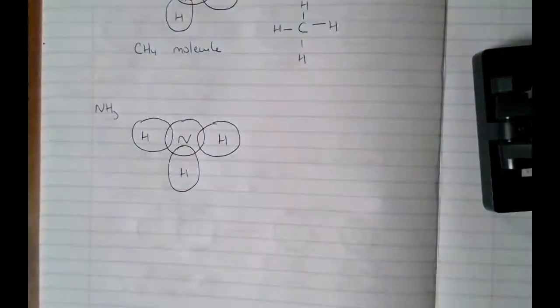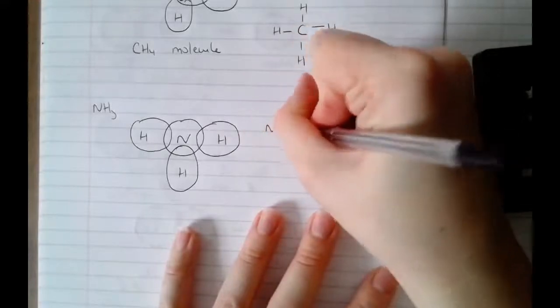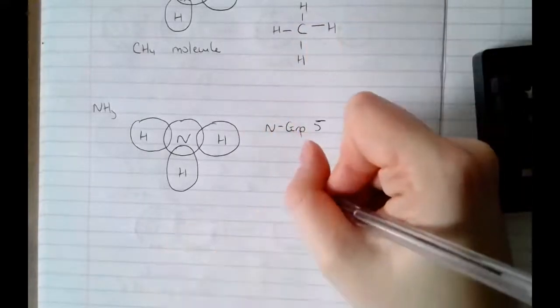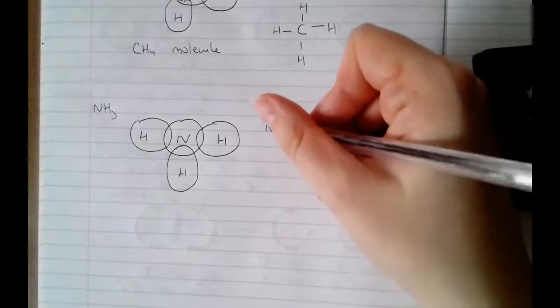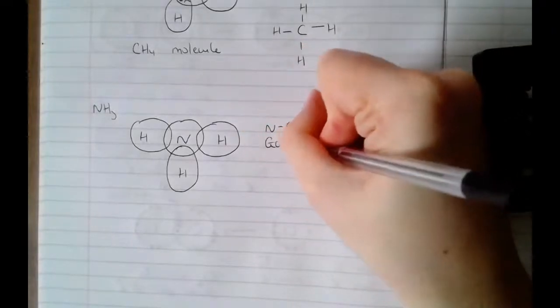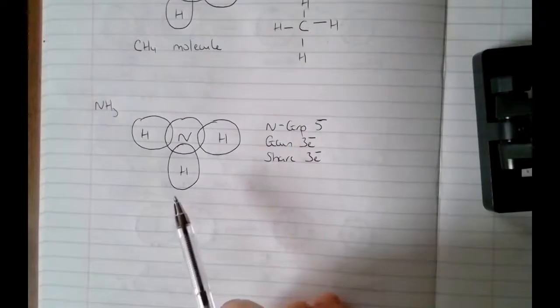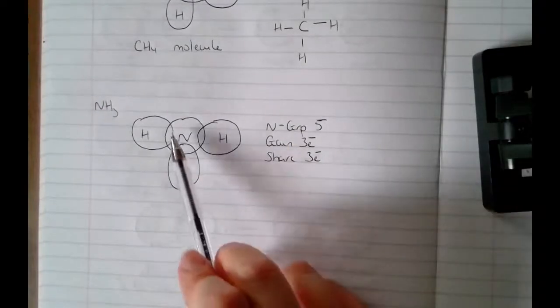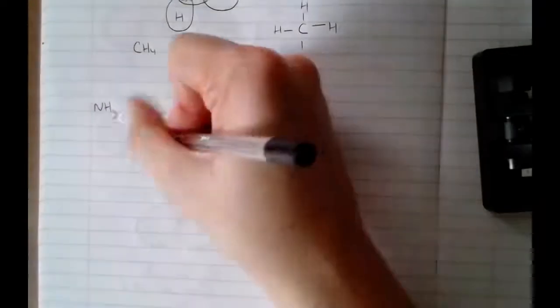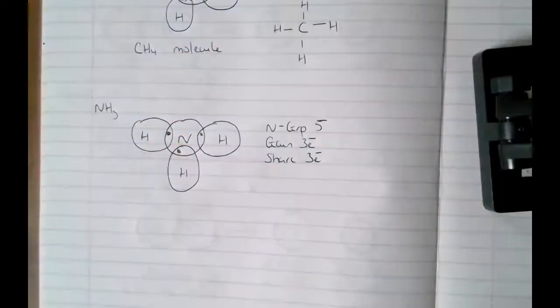Nitrogen is in group 5. It's got 5 electrons in its outer shell. It wants to have 8, which means nitrogen will gain 3 electrons. And if it wants to gain 3, then it will share 3. So it has 3 electrons to share, and you can see that there are 3 sharing spaces, which means nitrogen is going to go 1, 2, 3. It's going to share 3 electrons.